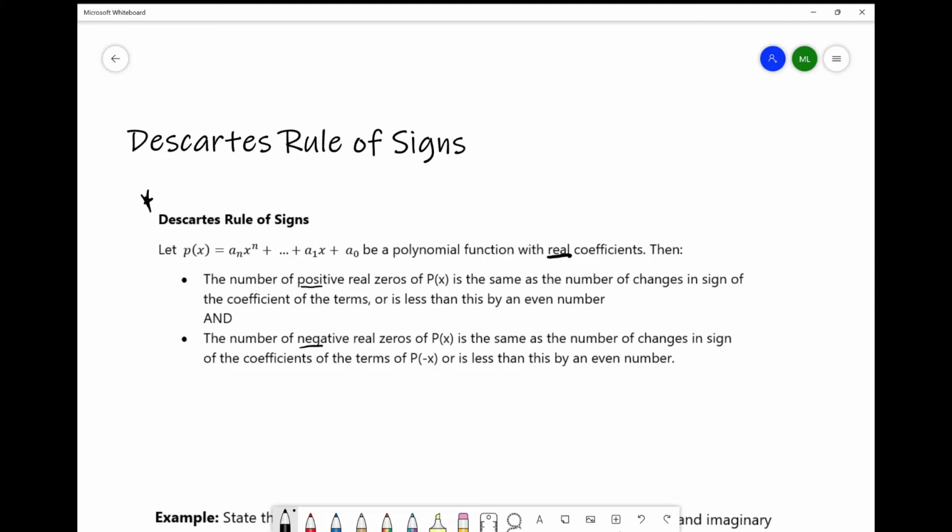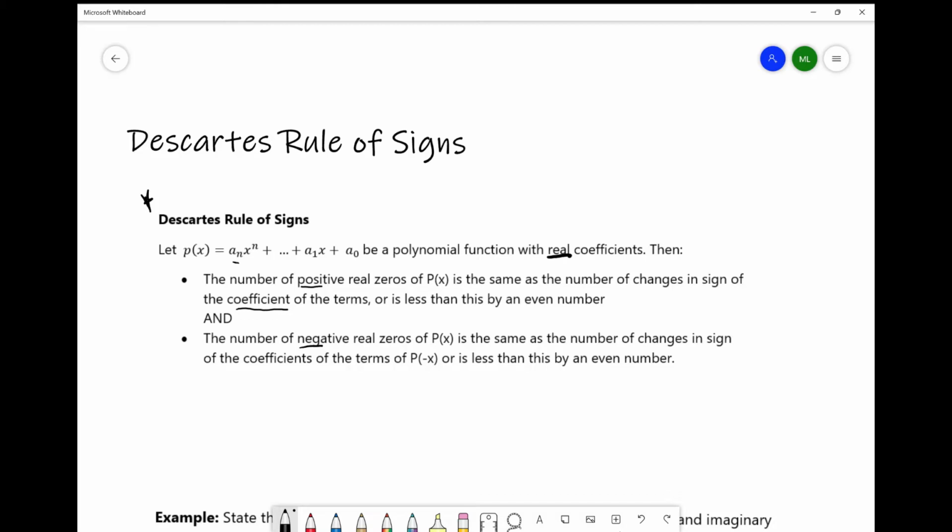In math, of course. So the number of positive real zeros: positive integers, positive whole numbers, positive fractions, whatever they are, as long as they are positive and they are in the reals. It is the same as the number of changes in sign of the coefficients of the terms, or it is less than that by an even number.